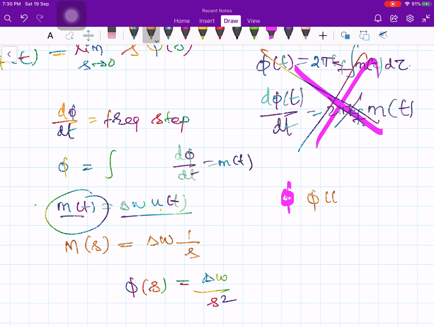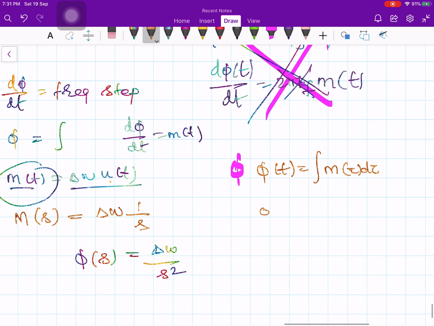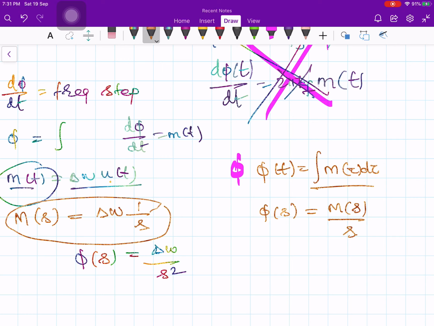your phi of t is equal to integral of, let us forget about the constant for the time being, m of tau d tau. Now if you take Laplace transform, then your phi of s becomes m of s divided by s, right? What is your m of s? M of s is the delta omega times 1 over s. So 1 over s times delta omega over s, therefore delta omega over s squared. This is my phi of s.